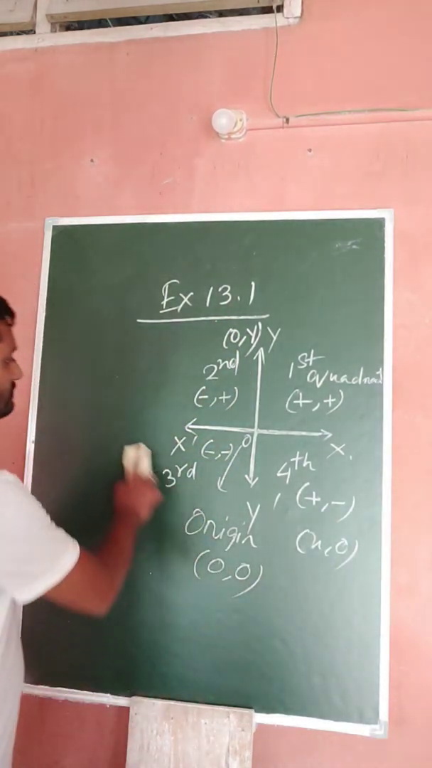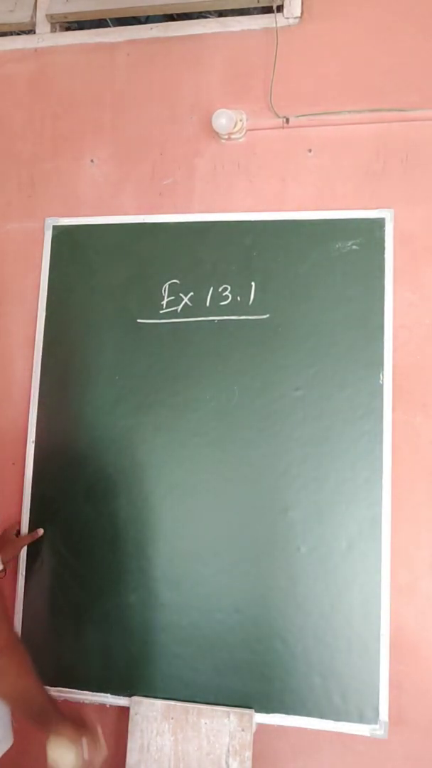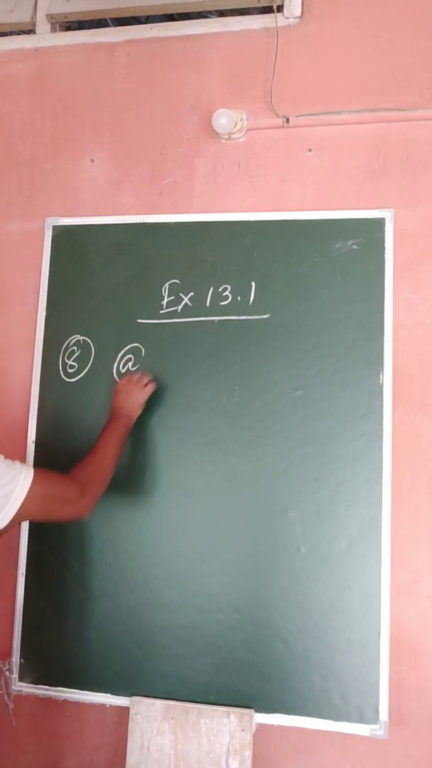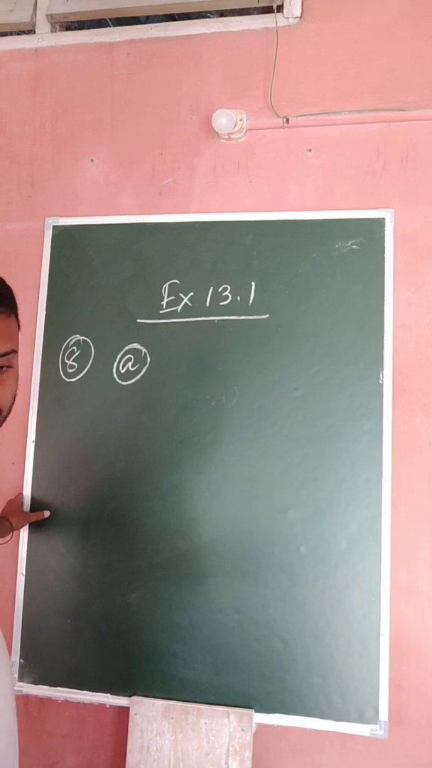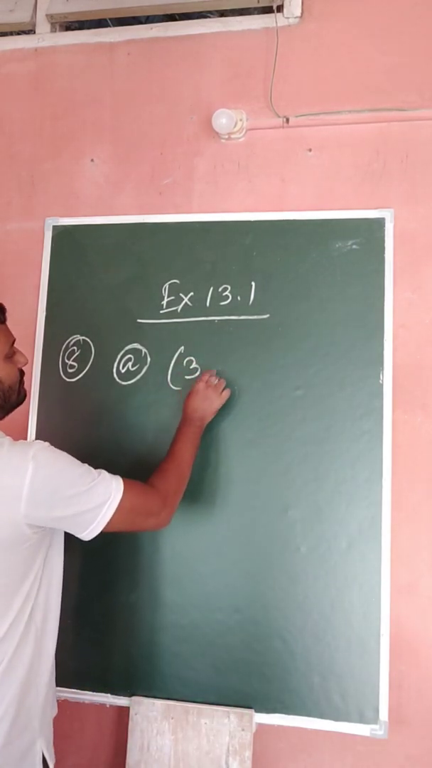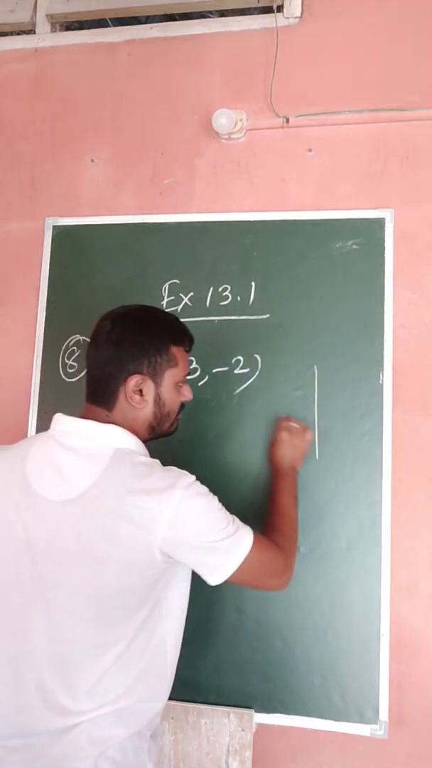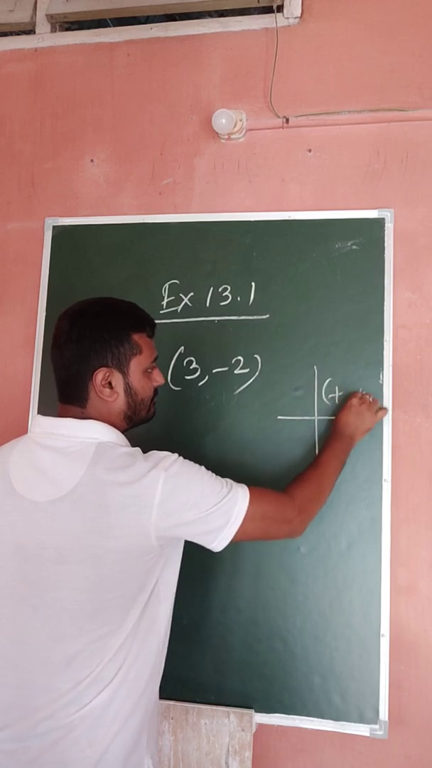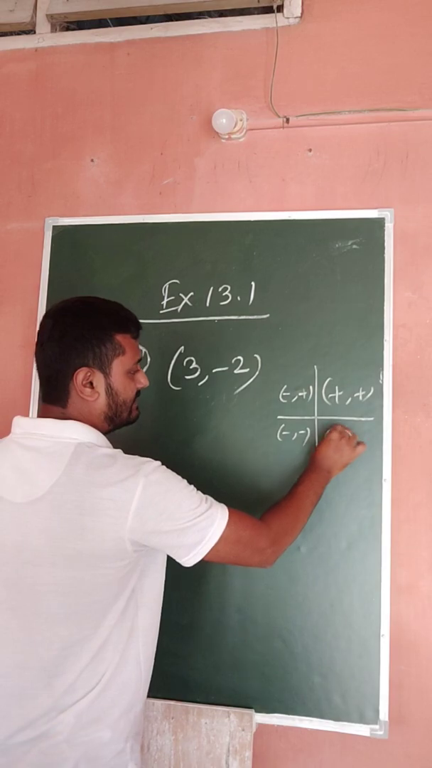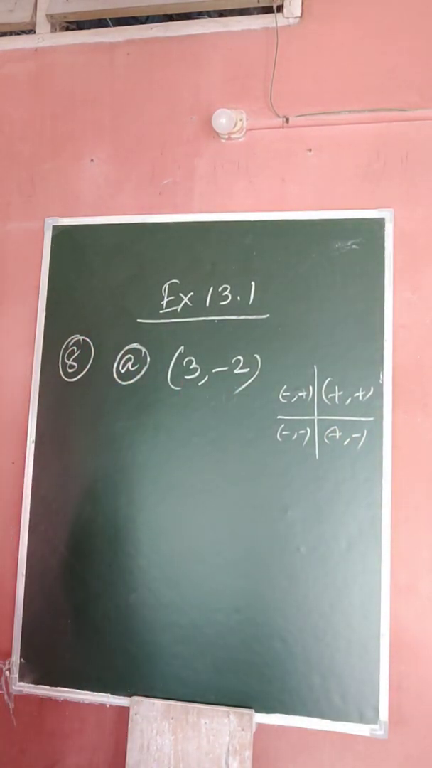Again, the x coordinate of any point that lies on the y-axis is 0. Now come to question number 8. The first question is 3, minus 2. Look at this one: x is positive, y is negative. That means it belongs to the fourth quadrant.